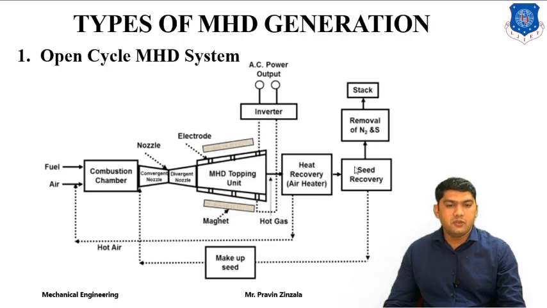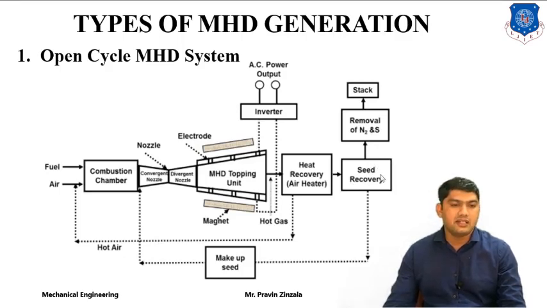Remaining gas will go to the seed recovery. Here we are inserting seeds to increase the conductivity of the gases. The remaining seeds will be recovered from seed recovery, and we also supply them to the nozzle to increase the conductivity of gases. Lost seed we also have to make up, and supply it constantly to the nozzle. Here we can also utilize it for steam generation.